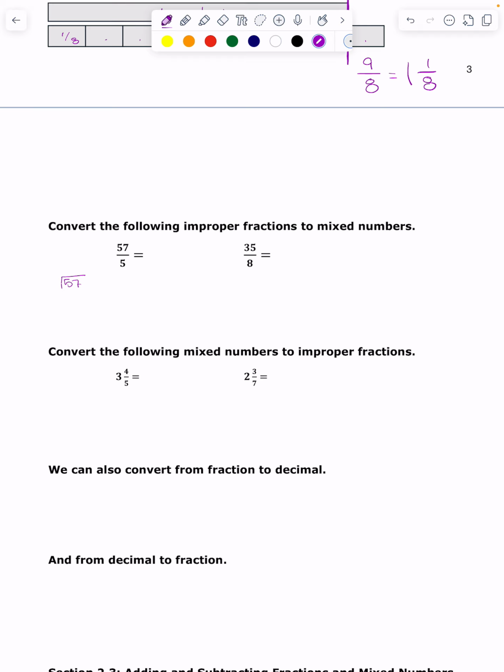You're welcome to use a calculator for this. I got a 1 here, so minus 5. And 1 here. So 5 goes into 57 11 times, and we have this 2 left over. Remember, that is counting fifths. So 11 is how many whole units we have, how many groups of 5 fifths. We have 2 pieces left over, so 2 fifths.